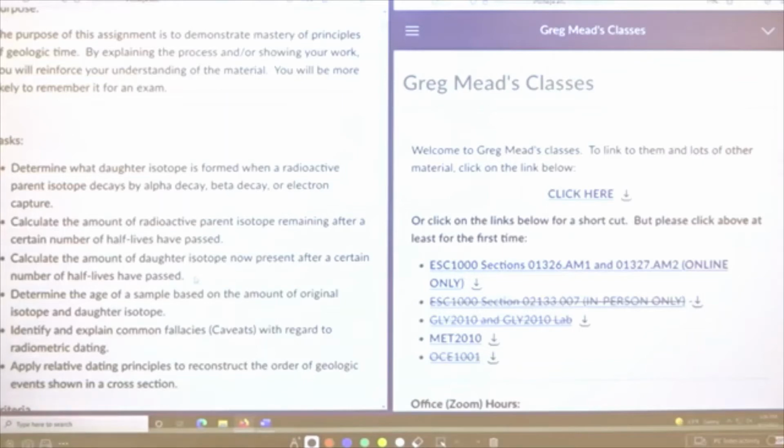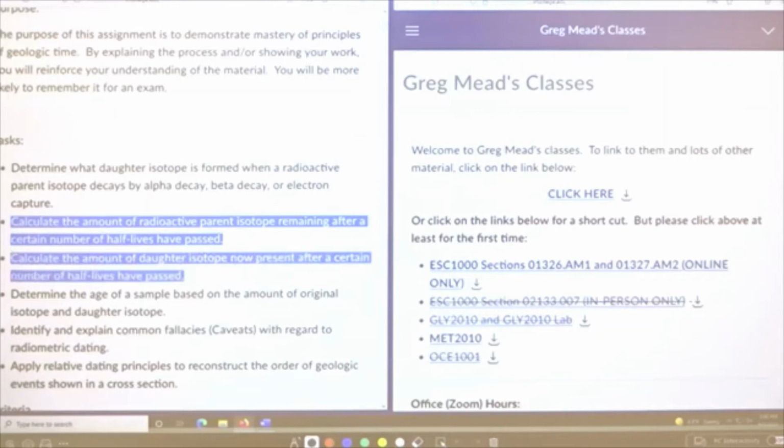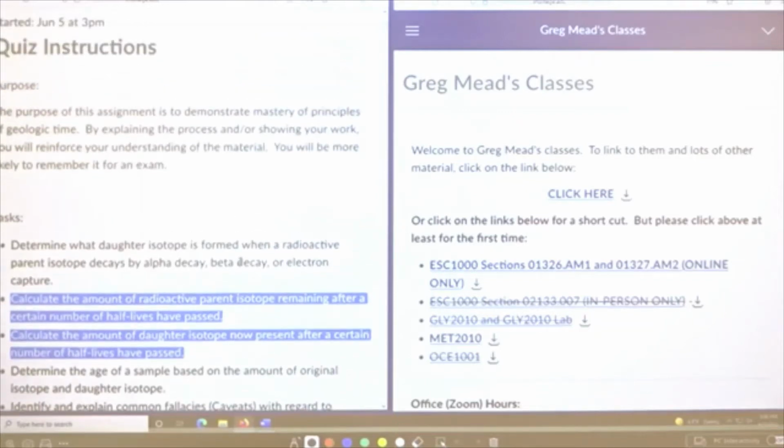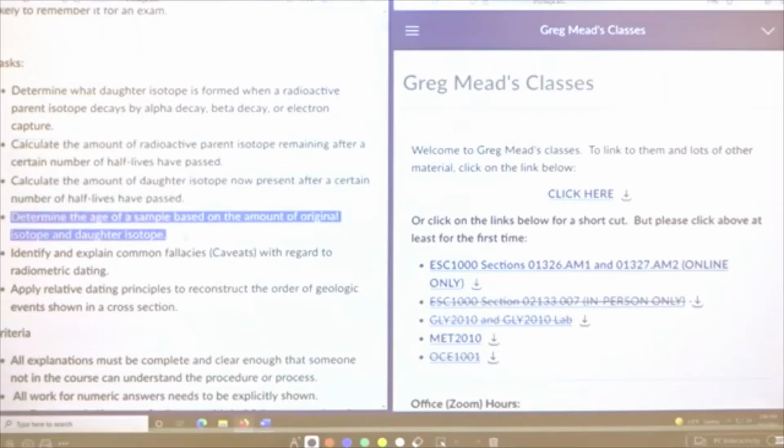The second is to calculate the amount of radioactive parent isotope remaining after a certain number of half-lives have passed, and we'll also calculate the amount of daughter isotope that has formed. Then we're going to figure out how to determine the age of the sample. We're also going to look at some common fallacies of radiometric dating, in other words, things that people don't understand.